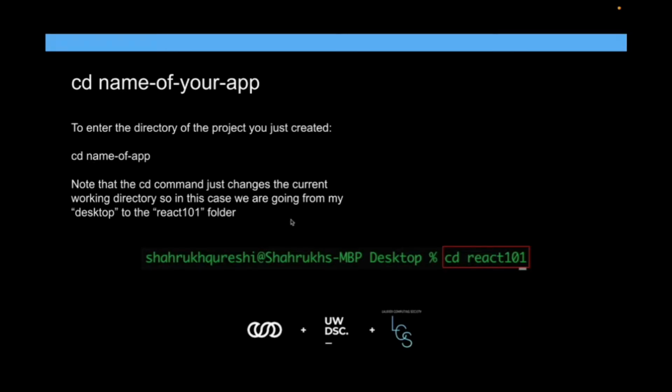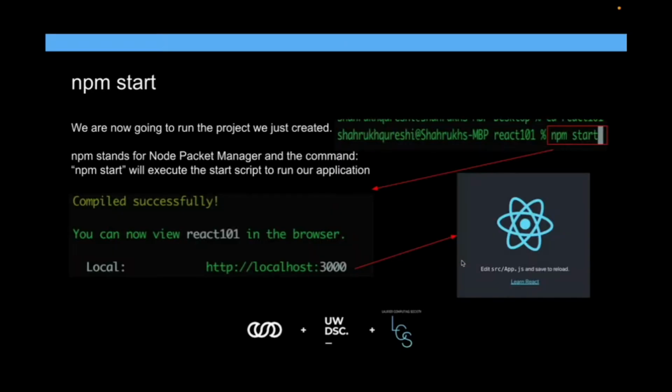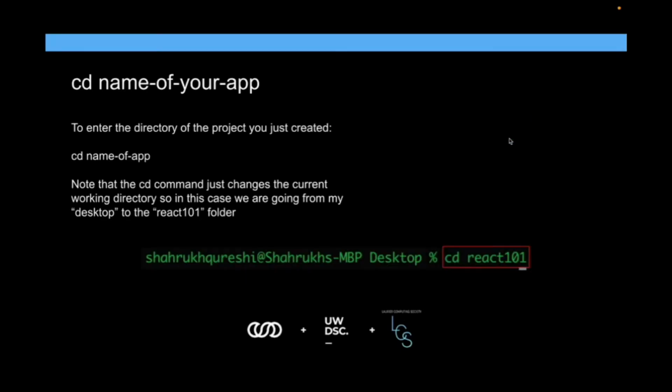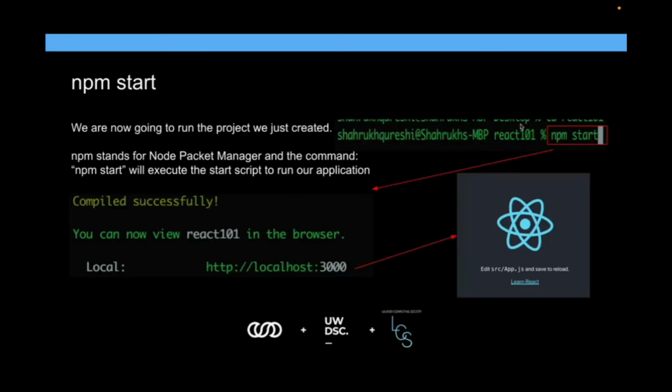And note that cd just changes the current working directory. So in this case, we're going from my desktop to the react101 folder. So you can see once I execute this command over here, it doesn't say desktop. So over here it says desktop. Once you execute the command, now it shows react101. And now we're going to actually do the last step, which is doing npm start.